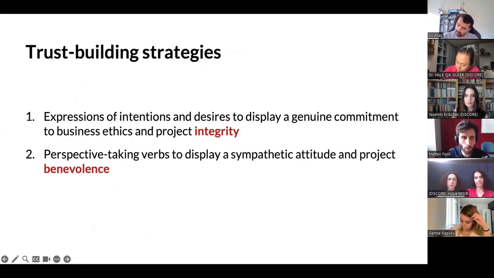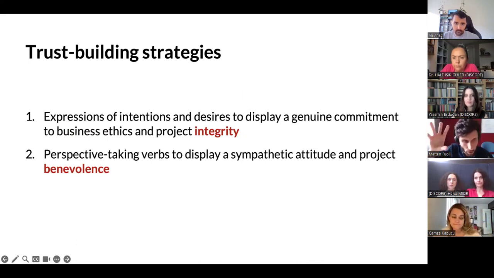Of course, the corpus analysis is much more detailed than this, but these are the two standout features from the analysis that we decided to test in our follow-up experiments. So we found that, just to repeat, expressions of intentions and desires are used to display a genuine commitment to business ethics and project integrity. And perspective-taking verbs such as understand, realize, and know are often used in an attempt to display a sympathetic attitude towards stakeholders and project a benevolent corporate persona.